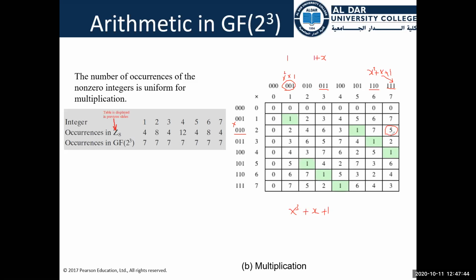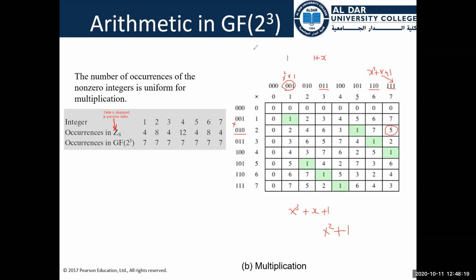So again, to make sure this one is 5. Why is it 5? Because I multiply x squared plus x plus 1 by x, and the result is divided by x cubed plus x plus 1. The result should be something like that: x squared plus 1, which is 5. Okay.